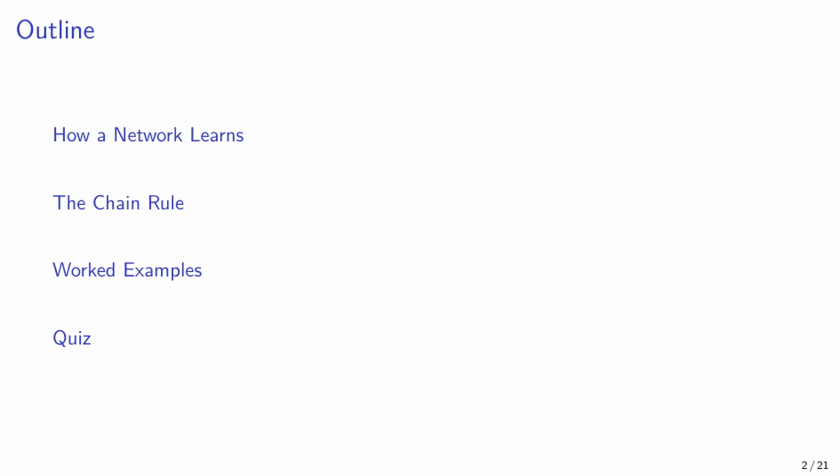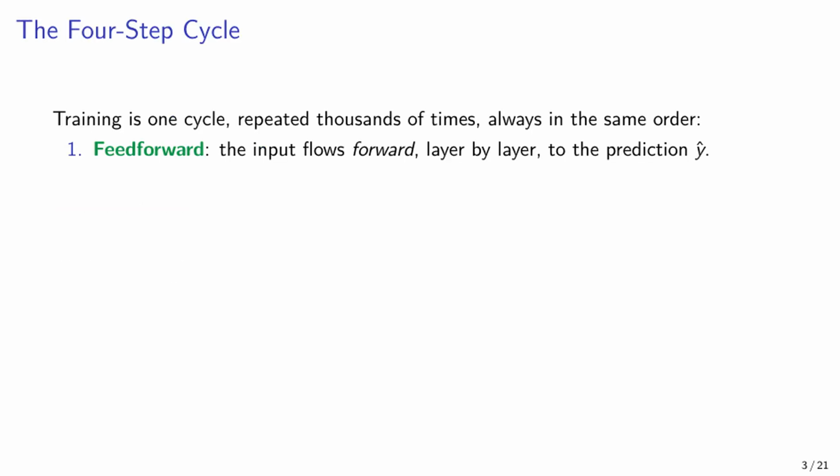4 parts. First, the 4-step cycle that every round of training follows. Second, the one rule from calculus that all of learning rests on, the chain rule. Third, 2 work examples we grind out entirely by hand. And fourth, a short quiz to try yourself. Training is a single cycle, repeated thousands of times, always in the same order.